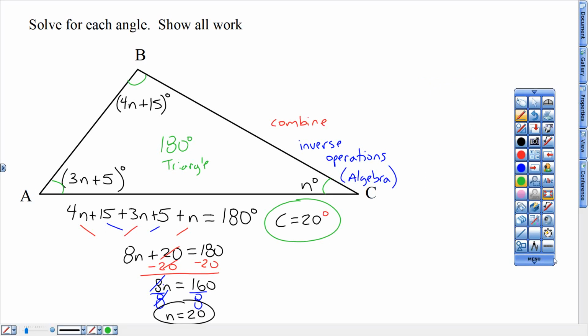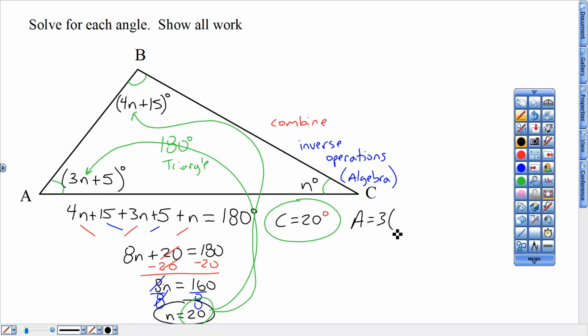So for my next step, I take that n is 20 and I plug it in right here and do the math. And then I take that same 20 and plug it in right here and do the math. Let's solve for A first. So A, I got 3, and where that n is, I'm going to plug in a 20. And then I have that 5 still there. That's going to give me 60 plus 5, so A is 65 degrees. That's for A.